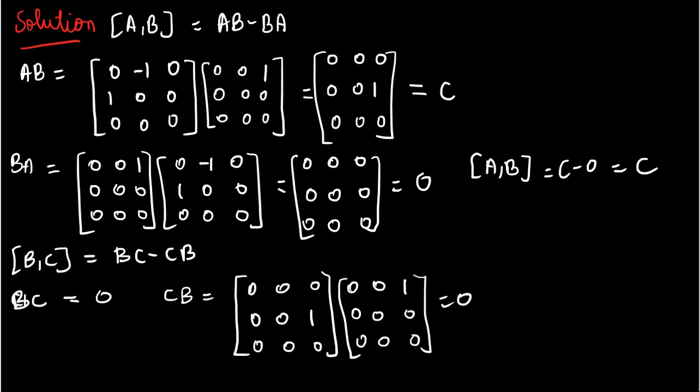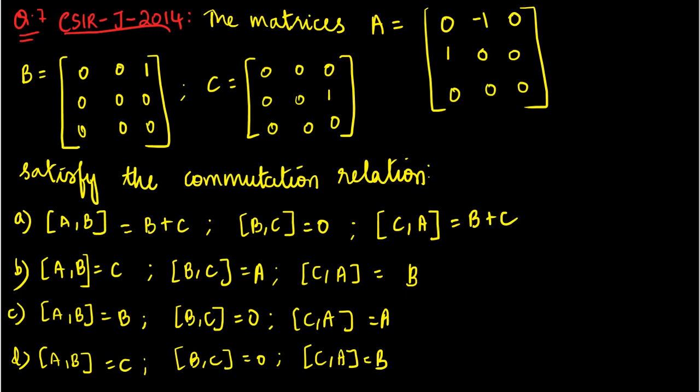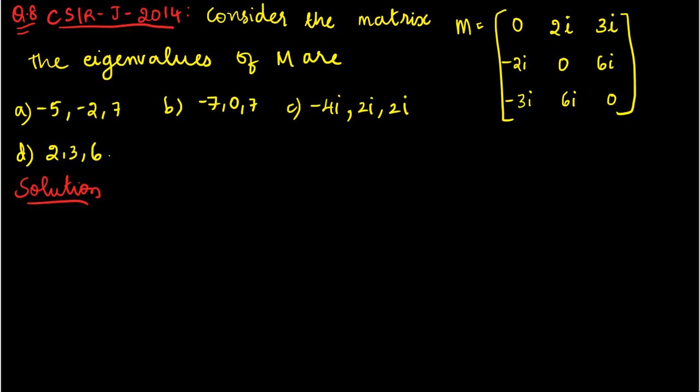So you have to find the product, right? After finding the product and applying this in your commutation relation, you get 0 minus 0, which is 0. So now the commutation relation of A comma B gives you C, and B comma C gives you 0. So the only option that satisfies this is option D. If you want, you can find C comma A, you will get B. So let us see the next problem.